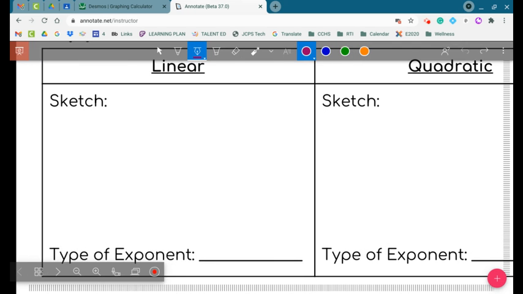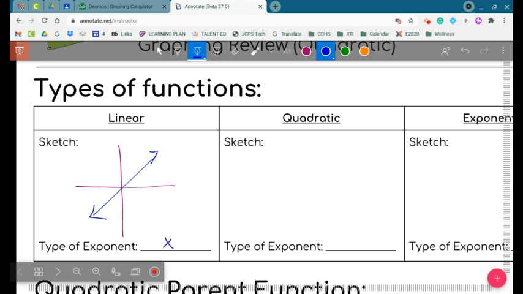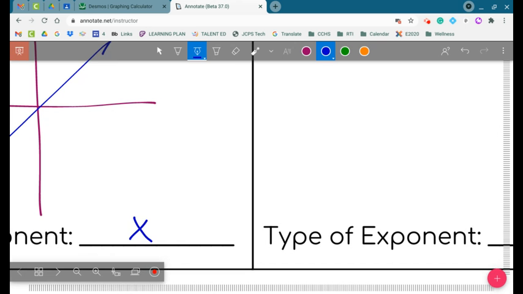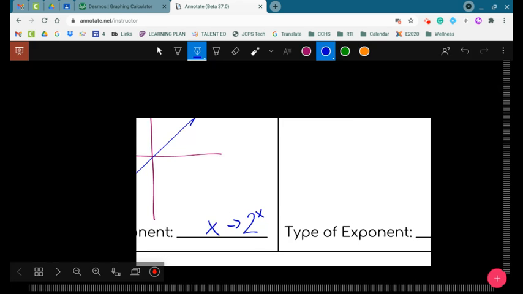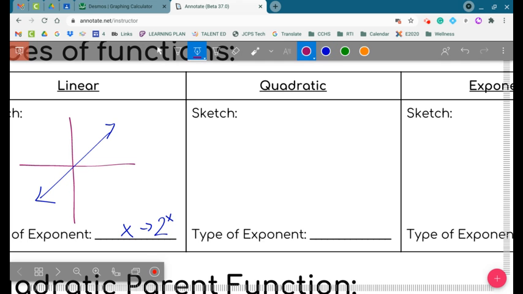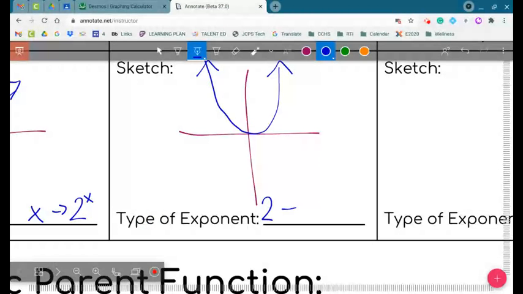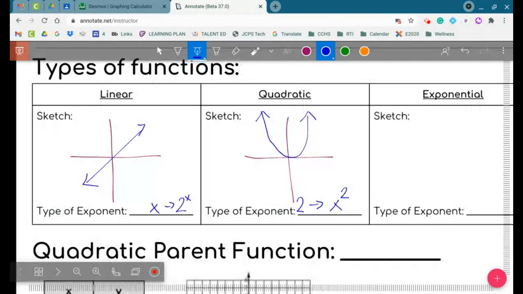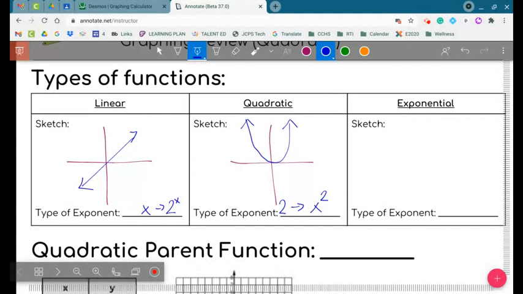First, we have linear. If you remember, linear is just a straight line, and our exponent is an x. So an example would be like 2 to the x. With quadratic, if you remember, your quadratic is the U shape. Our exponent is 2, so we'd have something like x squared. Oh, I did linear wrong, you guys. Whew. Linear doesn't have an exponent of x. That's exponential. Silly, silly, silly. So your exponent's 1, so you'd have like x.